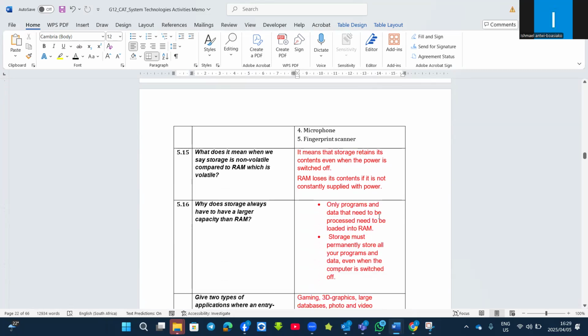Then 5.15, what does it mean when we say the storage is non-volatile compared to RAM, which is volatile? Non-volatile meaning that they do not lose their content when the power goes off. In other words, they retain their content when the power goes off. Unlike RAM, which loses its content when the power is switched off.